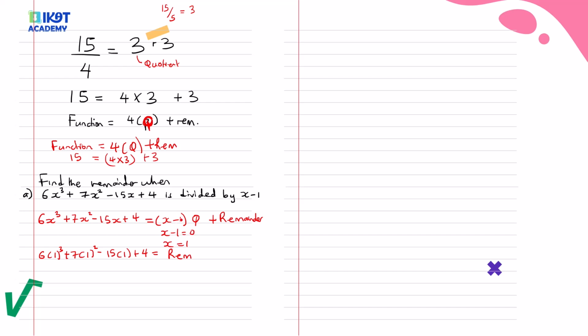But how did we eliminate it? We equate x minus 1 to 0, so x is 1. Then we substitute this into this, and now we can get the remainder.